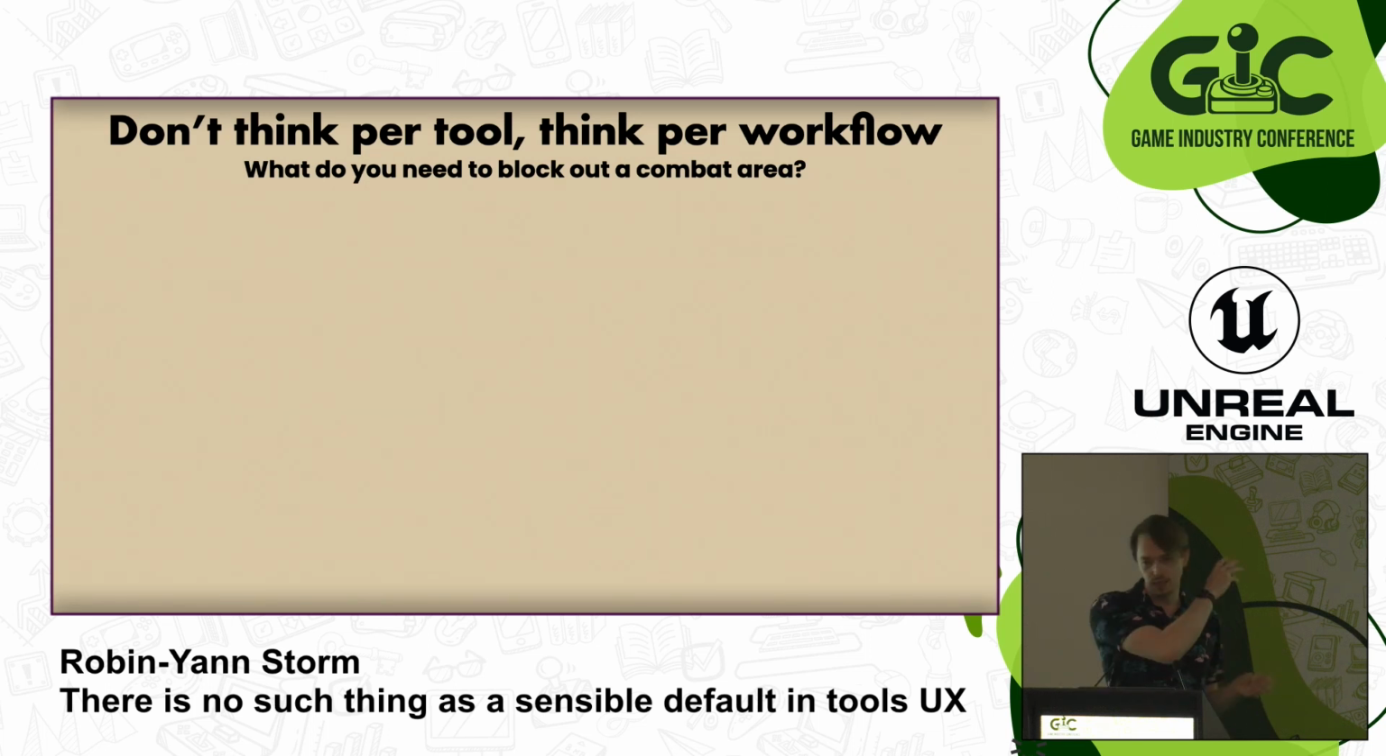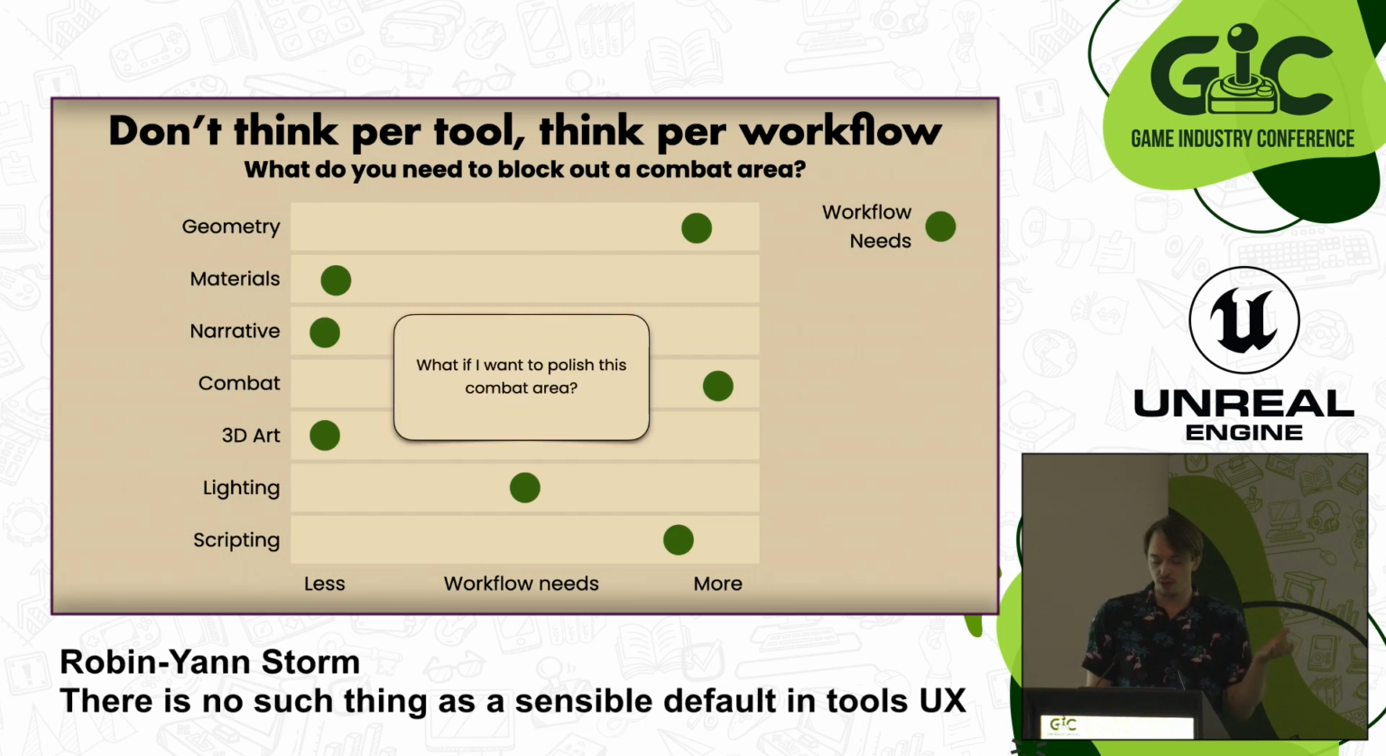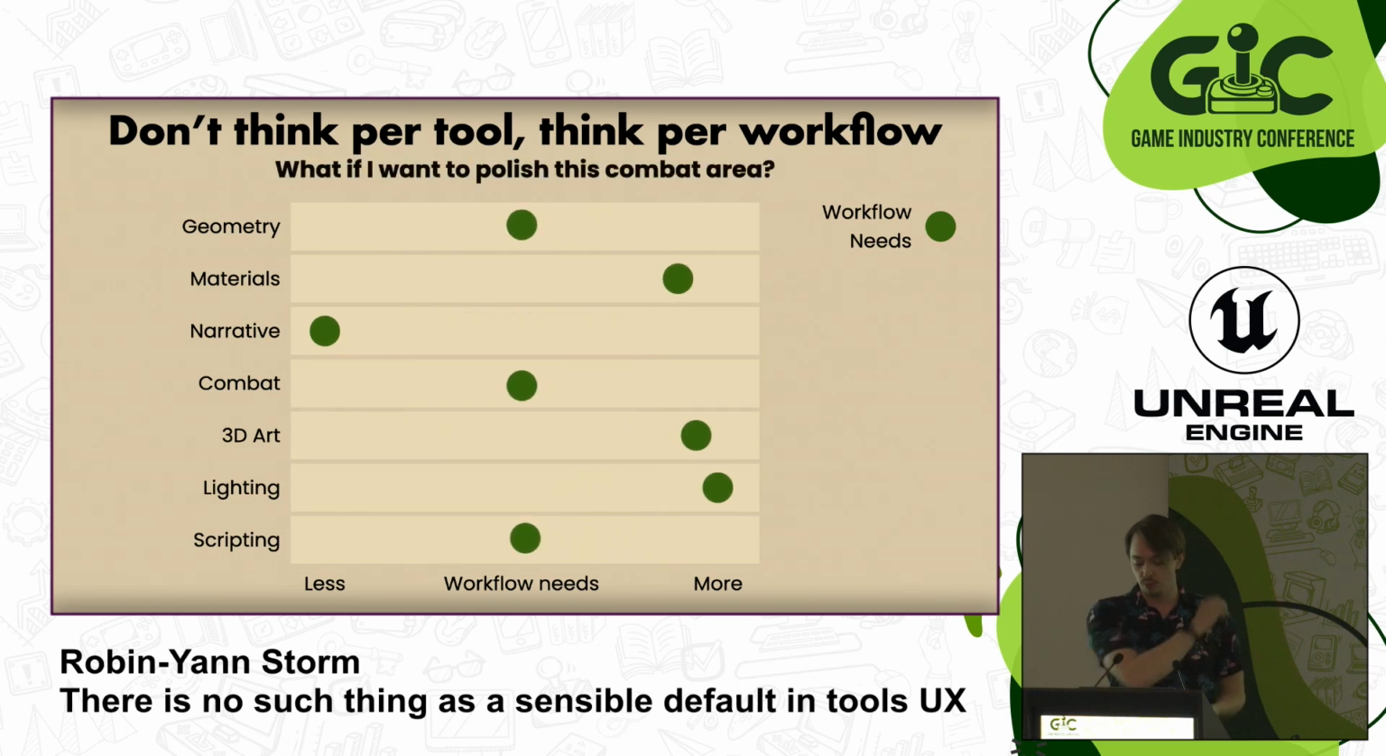For example, for that level designer, what do we need to block out a combat area? Let's bring it back again. Workflow needs are probably something like a lot of geometry, not a lot of materials, not a lot of narrative, a lot of combat tools, not a lot of 3D art, some lighting, and a lot of scripting. Sure, you're initially creating it, but what if I want to polish this combat area? You're going to go through a lot of work. Now this whole thing changes. Now it's a lot more materials, a lot more 3D art, a lot more lighting.